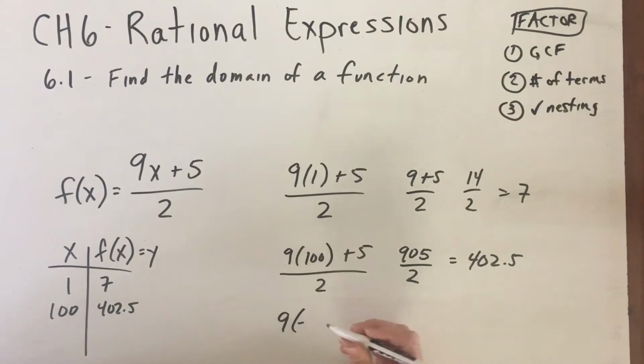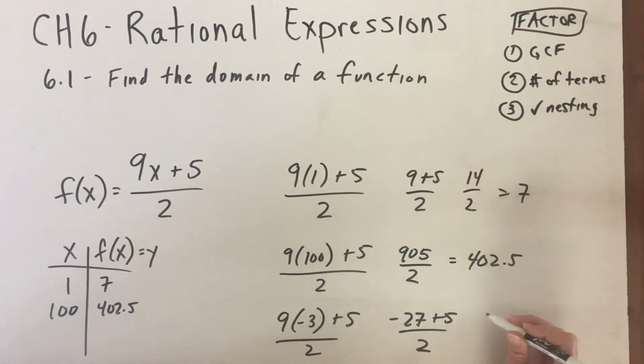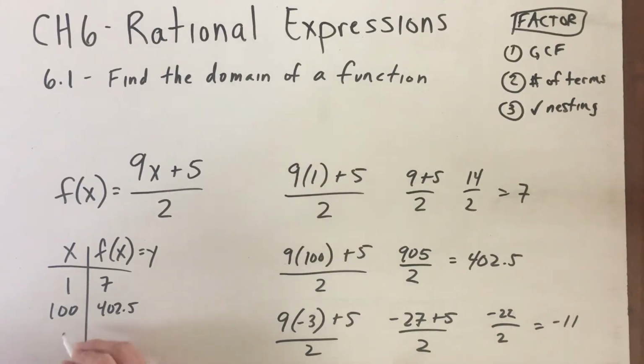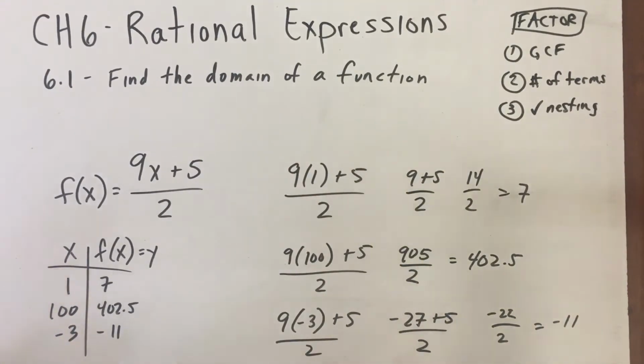I could plug in a negative 3, and I would get a negative 27 plus 5. All of these are over 2. And a negative 27 plus 5 is a negative 22. Divided by 2 is a negative 11. So when x is negative 3, we get negative 11. And I could plug something in here all day for x. It doesn't matter what it is. I can plug anything I want and I will get a value. There's nothing that I can't plug into this function that wouldn't spit out a corresponding y value. Okay, and that's because the variable is only in the numerator.